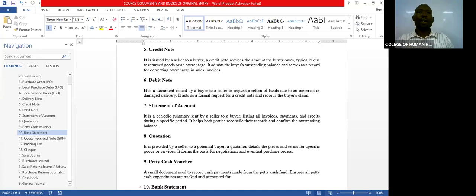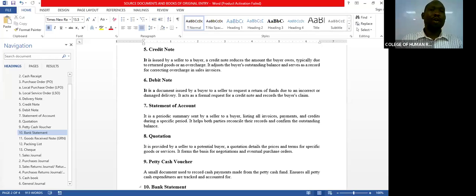On the same note, you can also issue a statement of account to a particular customer, which will detail all the transactions that have occurred between you and that customer, and you can compute the outstanding balance out of all those transactions.